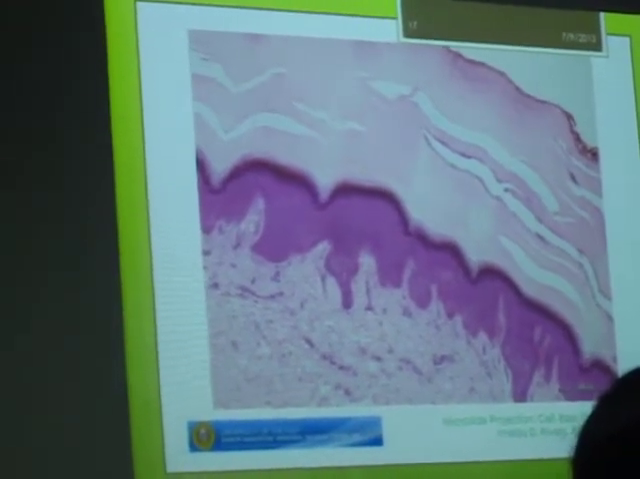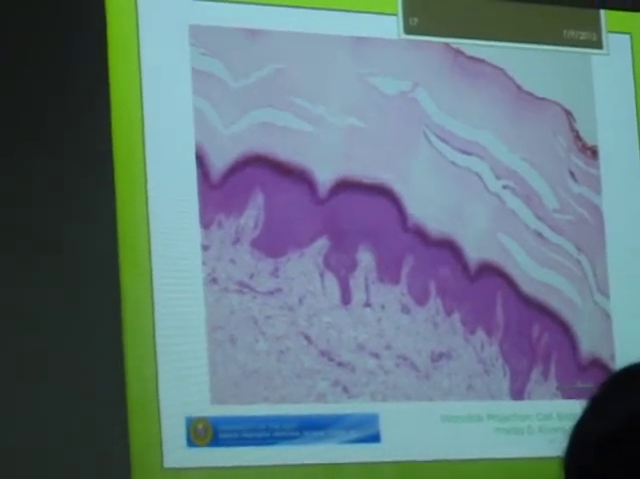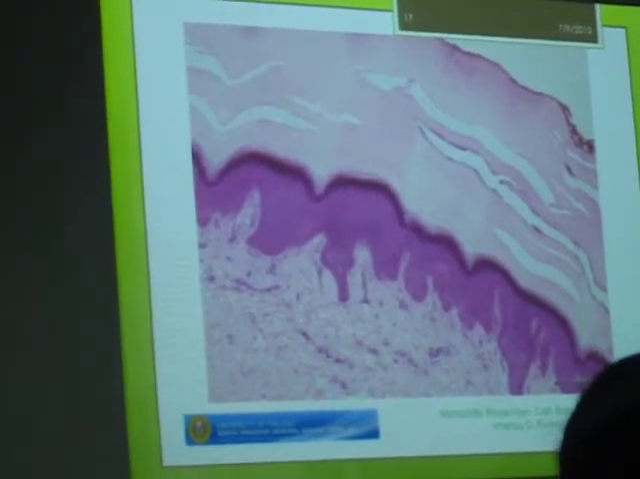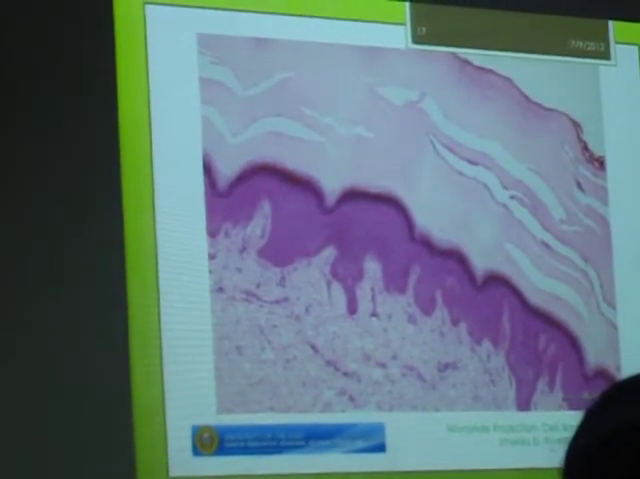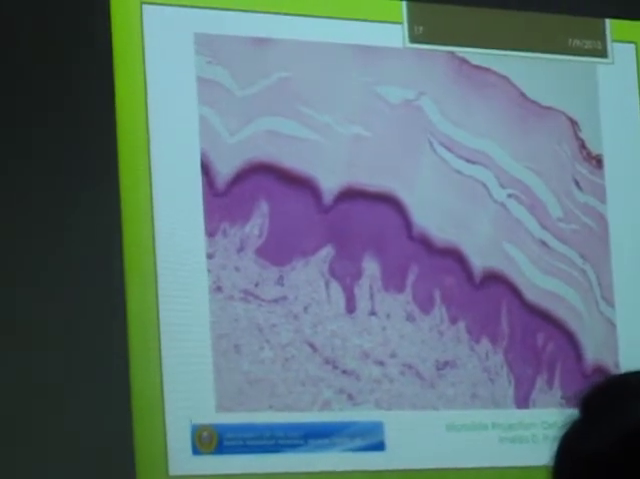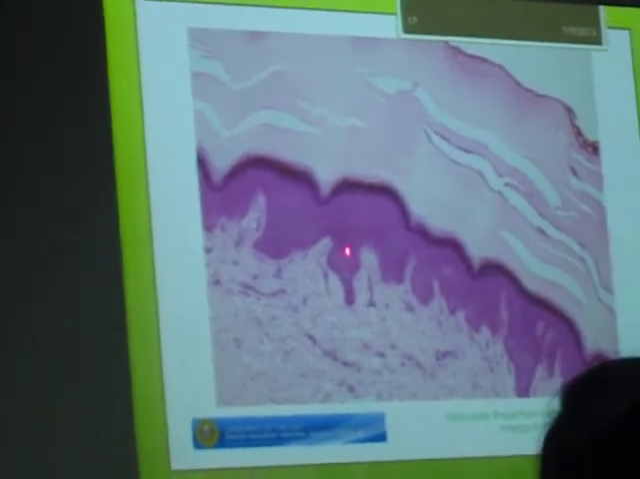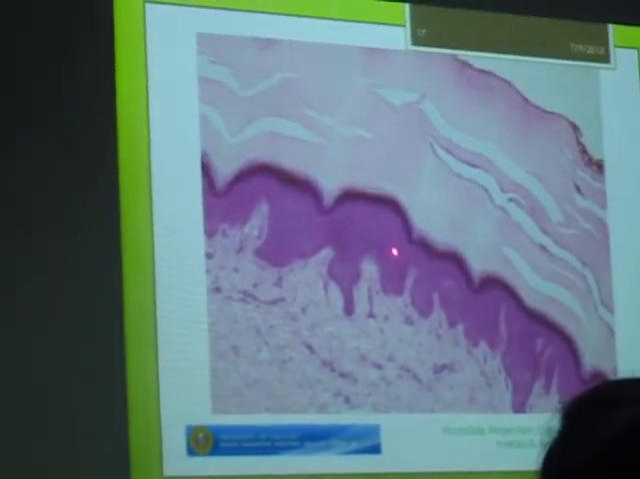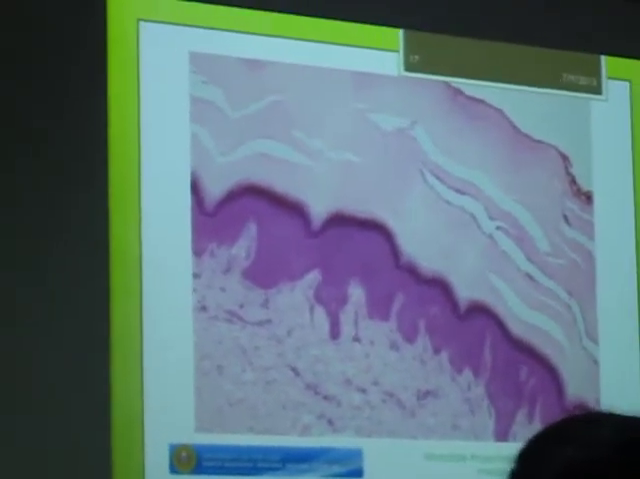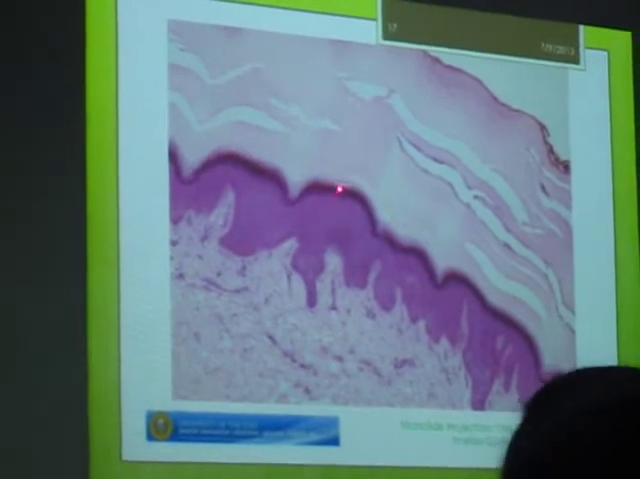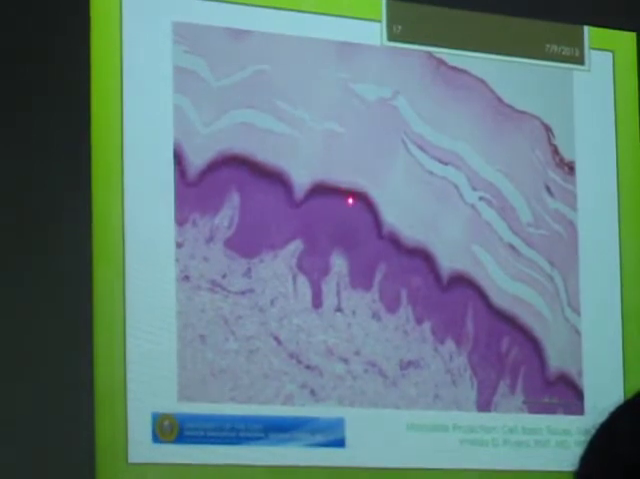Anong layer? Yes, I hear the right answer, but I want to hear from the back. Stratum granulosum. Okay. Stratum granulosum or the granular layer. Kaya siya, that's why it's dark. It contains so many granules in the cytoplasm. Okay, so it stains more deeply than the other layers. So this is stratum granulosum.